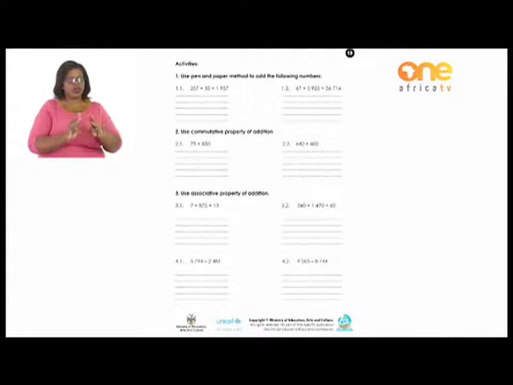And 4.1, these two nice minus sums. 5,794 minus 2,481. And 4.2: 9,065 minus 8,744. So guys, do this activity. I really hope that you will enjoy it. And then on the last page of our book, here you will find our memo. So this brings us to the end of our class.